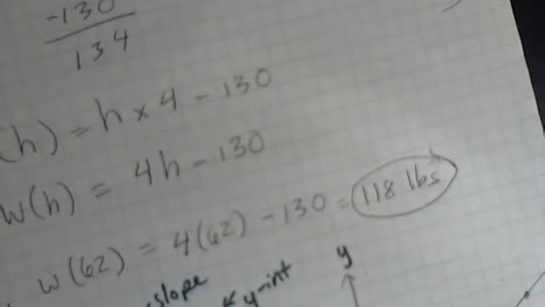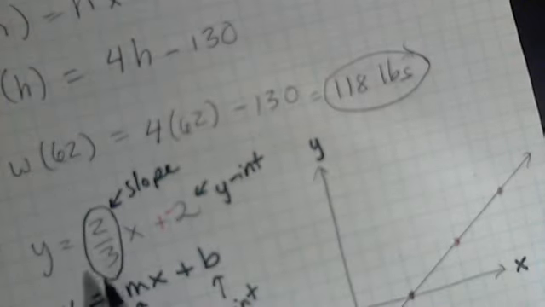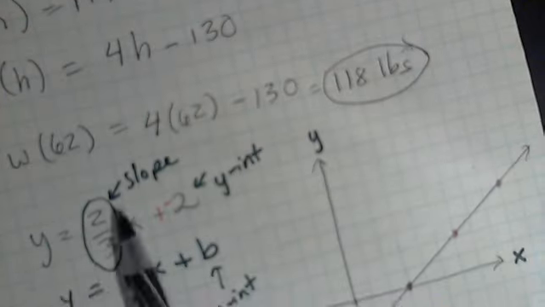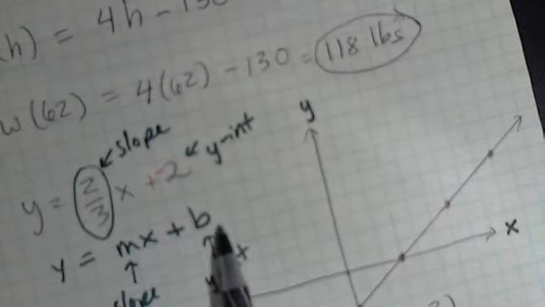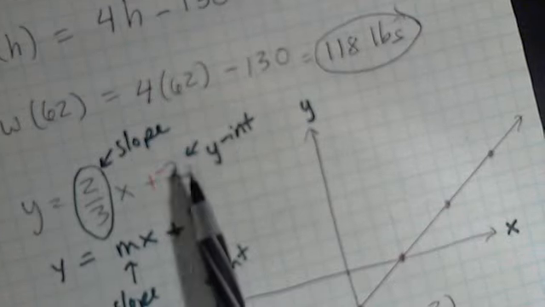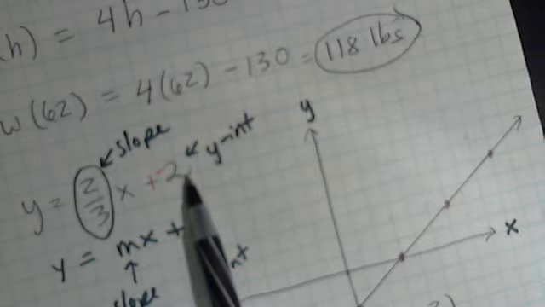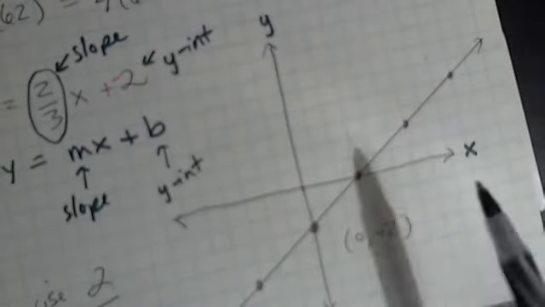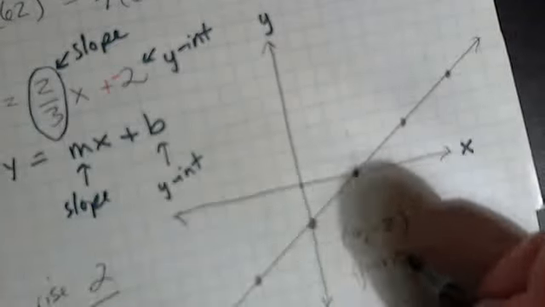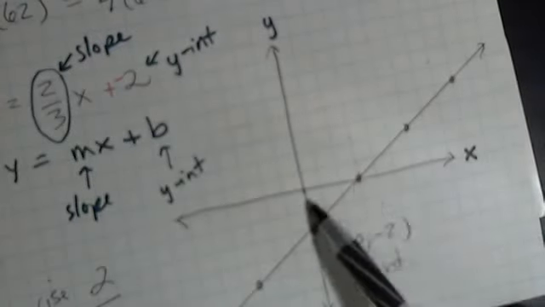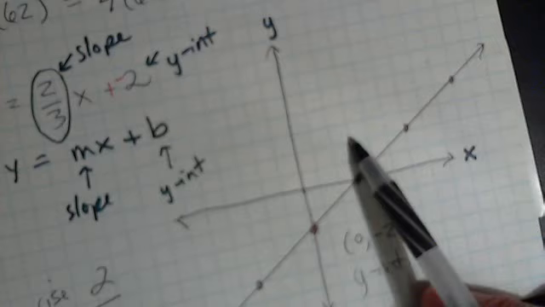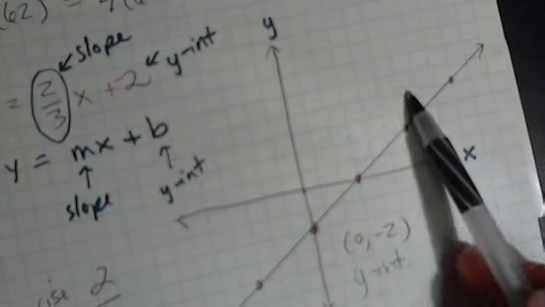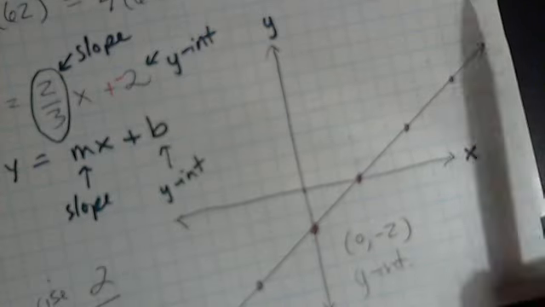So we have just graphed y equals 2/3 x plus -2 by identifying the slope. While the equation is in y equals mx plus b form, slope is 2/3, and the y-intercept is -2. We plotted 0, -2, the y-intercept, and then used the slope, rise 2, run 3, repeatedly, to plot more points.